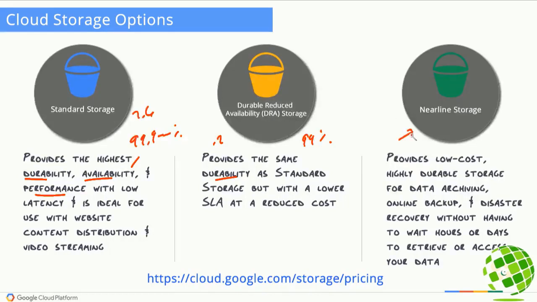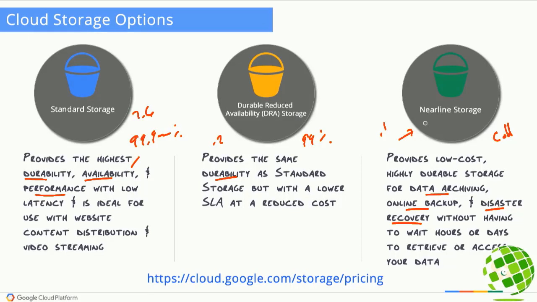Our relatively new kid on the block here when it comes to storage classes here in GCS is nearline storage. This is cold storage, right? This is our cold storage. It provides extremely low cost, 1 cent per gigabyte a month, highly durable storage, great for archiving, online backup, or disaster recovery. Now here's the kicker. This is cold storage, which usually means offline storage. Hence the name nearline there.